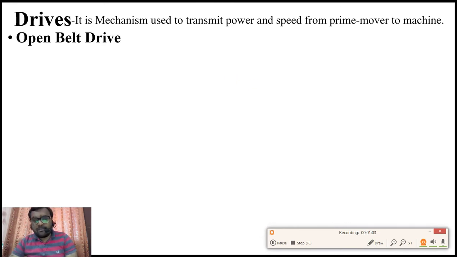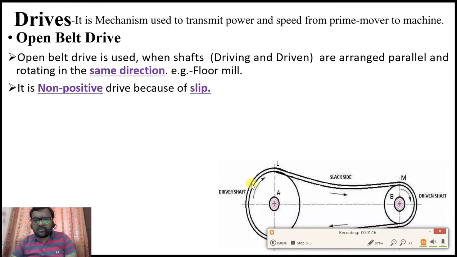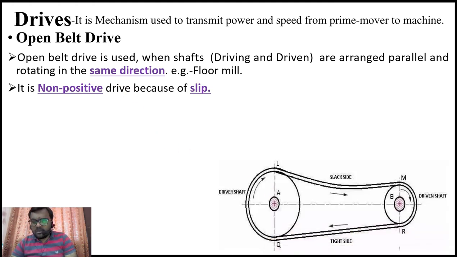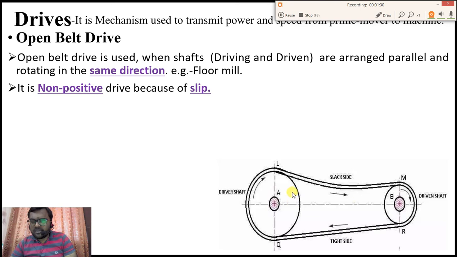So when a belt is used to transmit a power or motion, then that type of device is called as a belt drive. Now in belt drive two types are there. First type is open belt drive. So what is meant by open belt drive? Now here you can see there is one pulley which is rotating, arrow is shown. Power is transmitted from pulley A to pulley B.